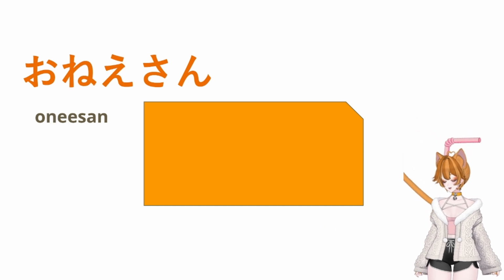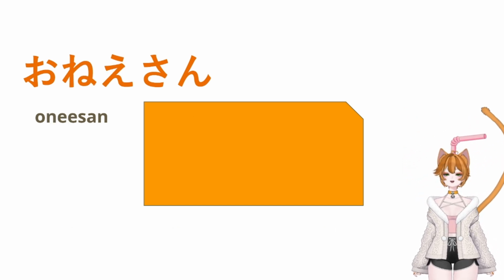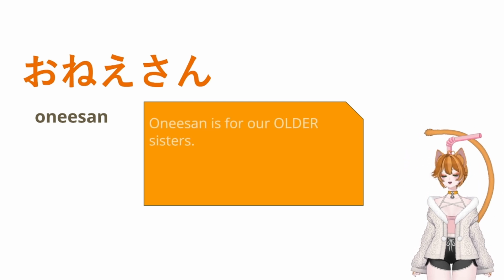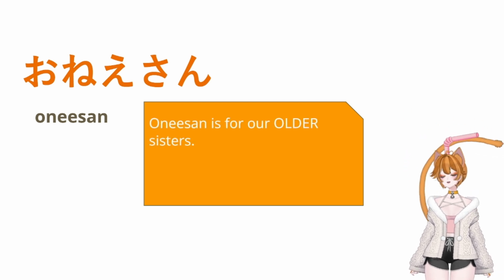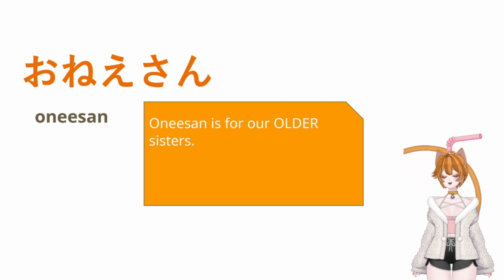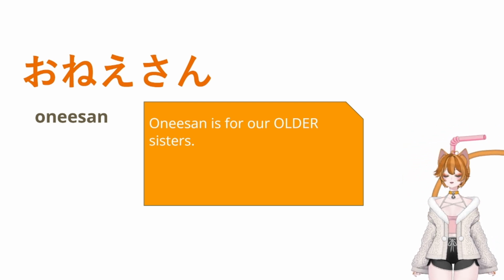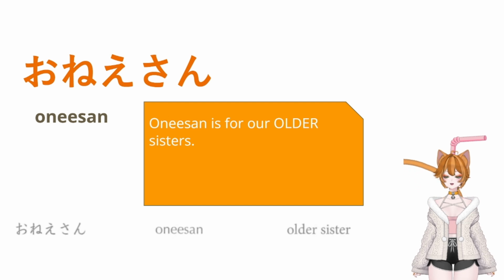Our next one is going to be onesan. So onesan is what we use for our older sisters. Our vocab for older and younger are going to be different. So note this is our older sisters.